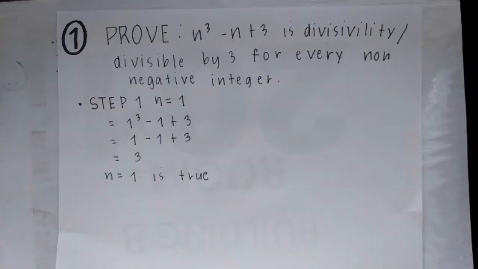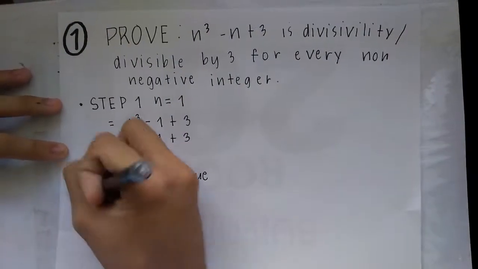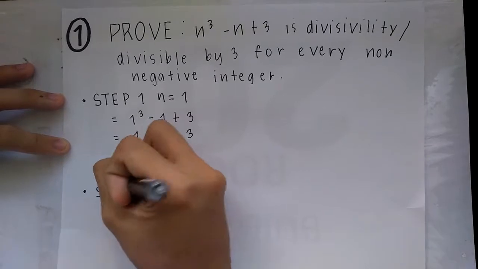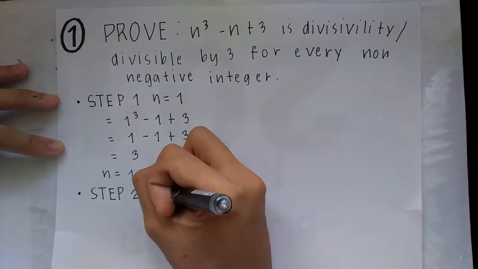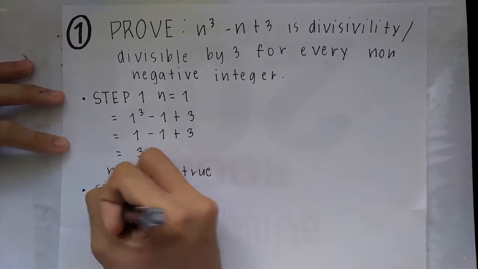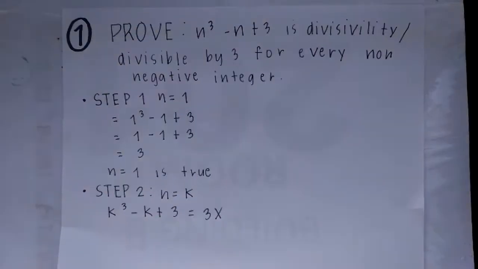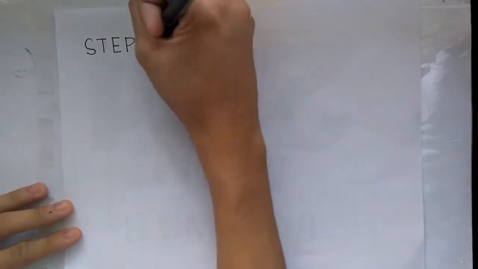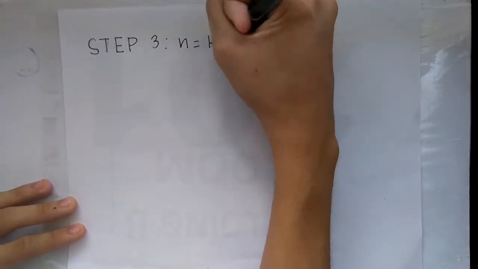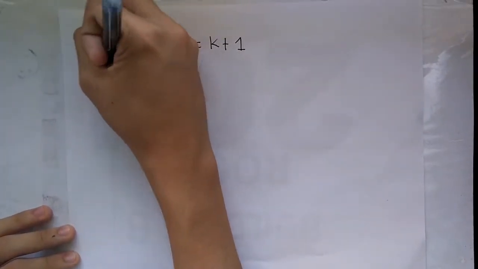For step number 2, let n be equal to k. Substitute k to all n in the equation and then assume that all the positive integers are divisible by 3. So the answer will be like this. And then for step number 3, let n be equal to k plus 1. Substitute k plus 1 to all n.